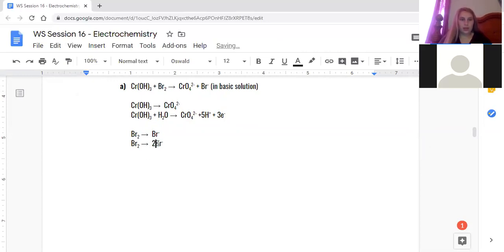Okay, so now all of the atoms are equal on each side. But we have 2 times this -1 charge, which is going to be a -2 charge on this side when we only have a 0 charge on this side. So because of that, we're going to have to add electrons to even out, and so we're going to add 2 electrons over to this side. So we're going to add 2 e minus.